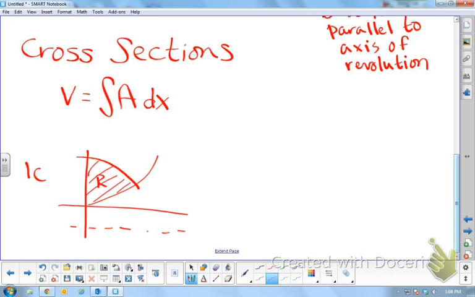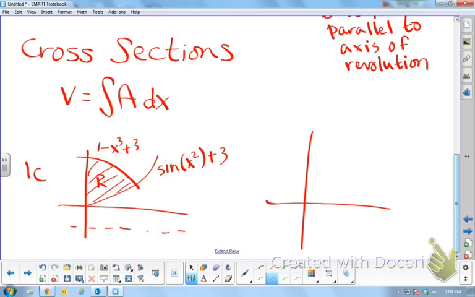But if I move this up 3, what am I going to have to do with my other functions? Move it up 3. So all of my functions: 1 minus x cubed is the top one, to move it up 3, we're going to add 3. Sine of x squared is my bottom one, we're going to add 3. Because it's going to shift the entire thing up so that our axis of revolution is the x-axis, and our region is up here. We must do that shift. Now we can do our formula.